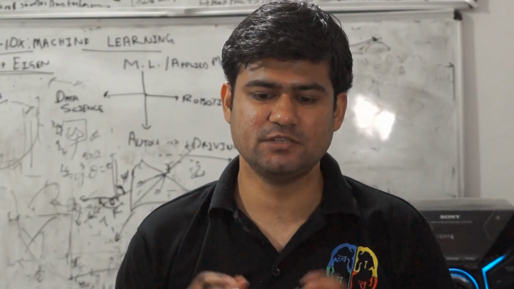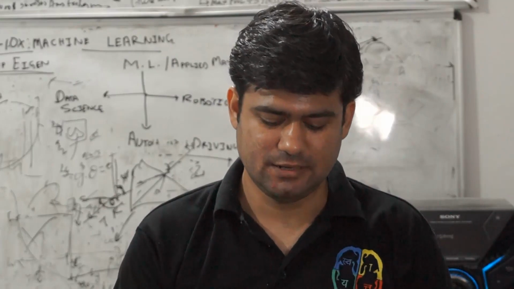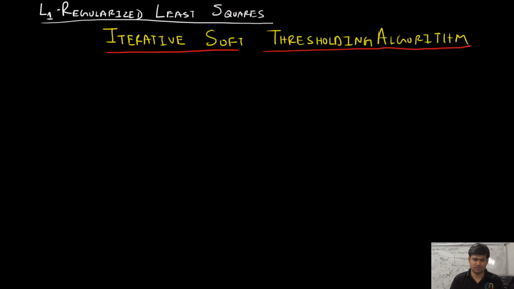So in the previous parts of the lectures, we'll just summarize whatever we have learned so far. First we began with the loss function g of w, which was simply defined as the squared error over the data, plus lambda times the L1 norm of the parameters w.